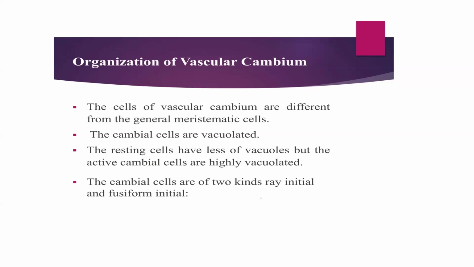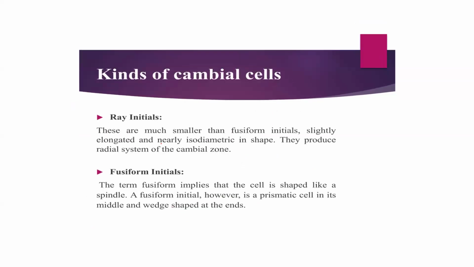The cambial cells are of two kinds, that is, the cambium is made up of two initials: ray initials and fusiform initials. Ray initials are much smaller than the fusiform initials, and they are slightly elongated and nearly isodiametric in shape. They produce the radial system of the cambial zone.